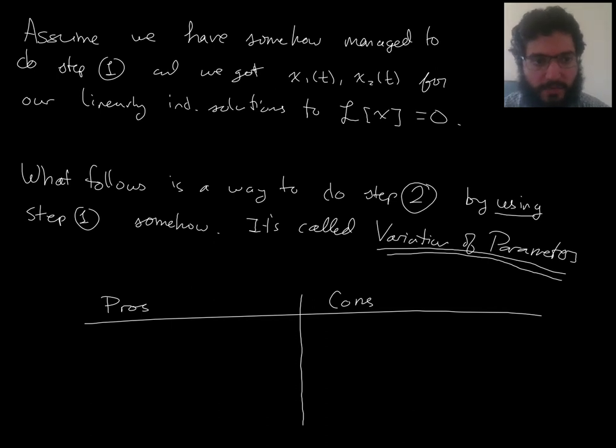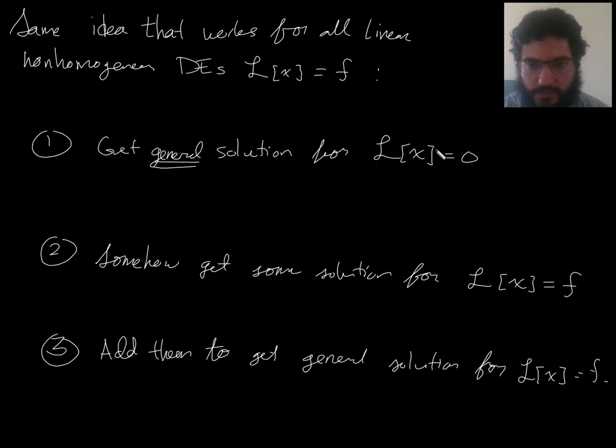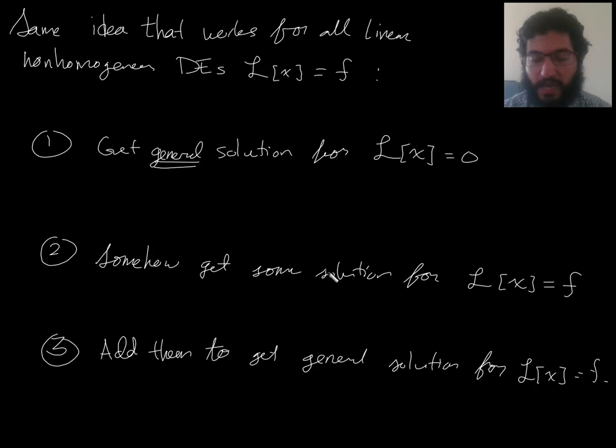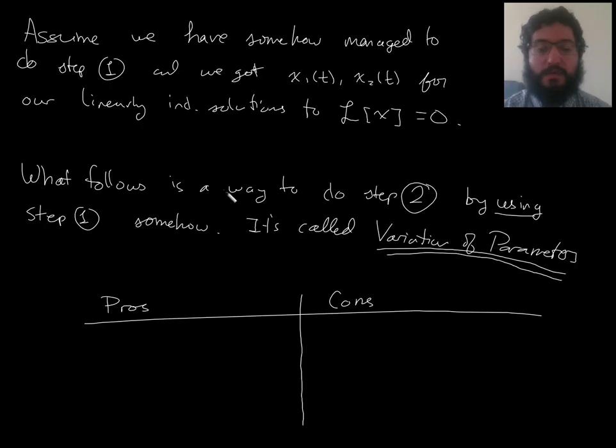Okay, so assume that we have somehow managed to do step 1. So assume that we have a general solution for this homogeneous differential equation. That means we found 2 linearly independent solutions, right? Like what your textbook calls fundamental solutions. So we've got 2 linearly independent solutions, x1 and x2, to this. So that means L of x1 is 0, L of x2 is 0, and they're linearly independent. So your general solution is like c1 x1 plus c2 x2. Then what we're about to show is a way to do step 2, to get some solution to the non-homogeneous equation, by using step 1. And it's called variation of parameters.